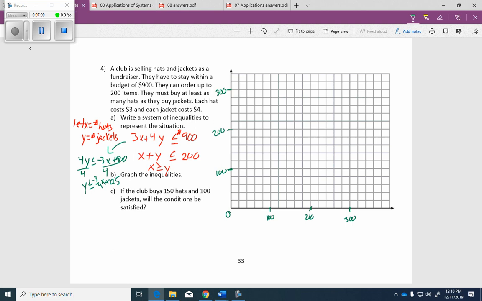So this middle one, the x plus y is less than or equal to 200. I know it crosses at 200 in both spots. I know it's a solid line. And I know we shade down.